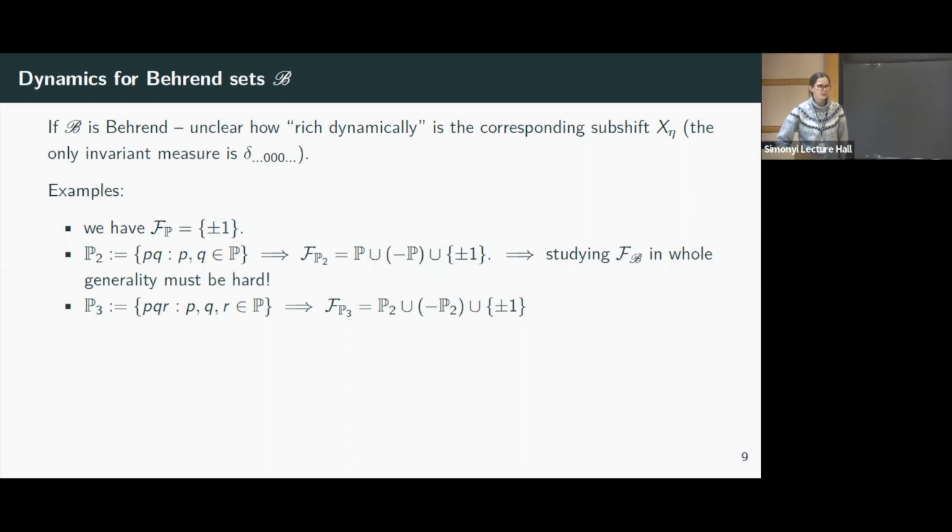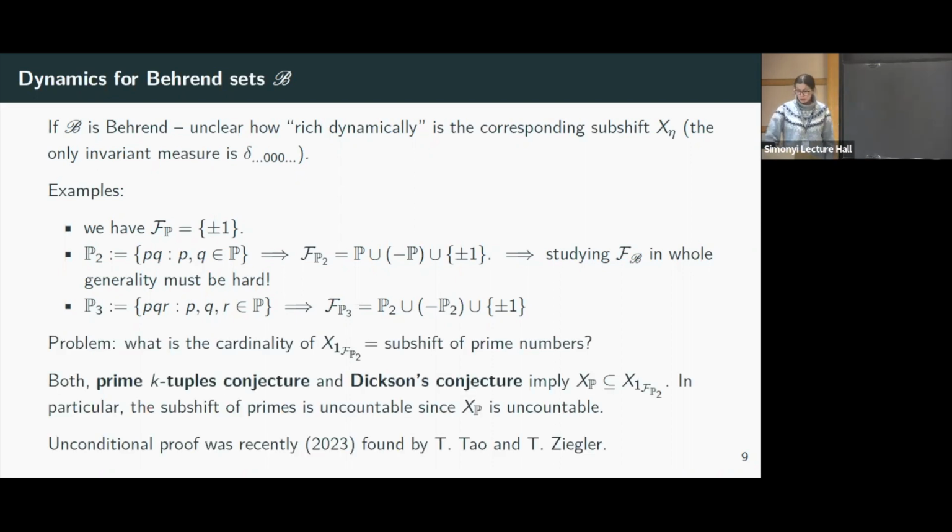I think you're all convinced that we shouldn't try to prove general results with easy methods about B-free sets. And then you can continue: you can take P3 that will output P2 as the corresponding B-free set, and so on.